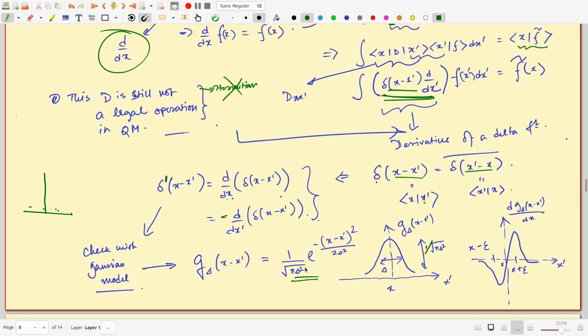Okay. So now if I take delta going to 0, this width will get narrower and narrower, and this height will keep increasing. When delta goes to 0, the height will be almost infinite and the width almost 0. So it's a good representation of a delta function. And so now what is the derivative of this?